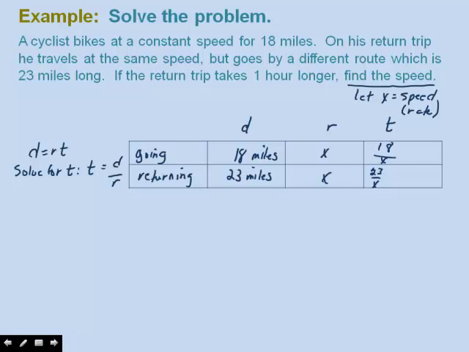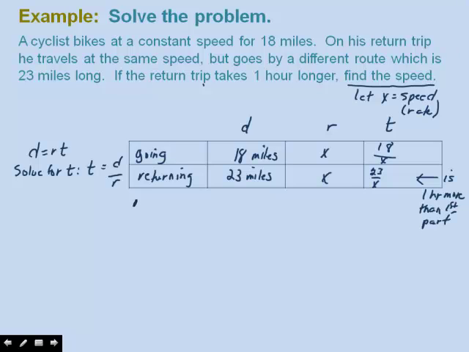Now let's go back to the problem and find any more comparisons that were made. We know he traveled at the same speed in both parts of the trip. We already have that in the table. The only other thing that we haven't used is that the return trip takes 1 hour longer than the trip going. So that means that the time in this part is 1 hour longer, or 1 hour more, than the time in the first part.